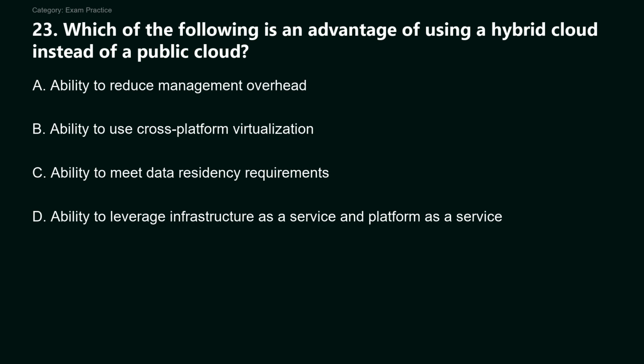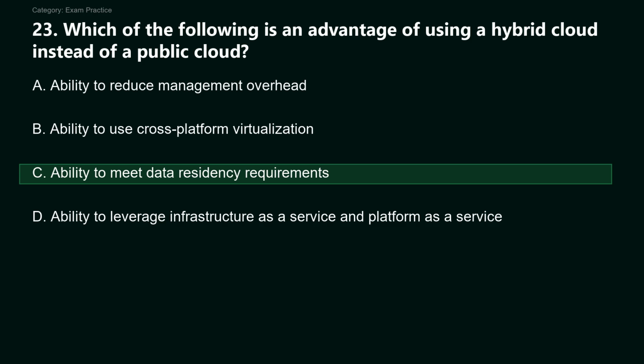Option A, ability to reduce management overhead. Option B, ability to use cross-platform virtualization. Option C, ability to meet data residency requirements. Option D, ability to leverage infrastructure as a service and platform as a service. The correct answer is option C, ability to meet data residency requirements.